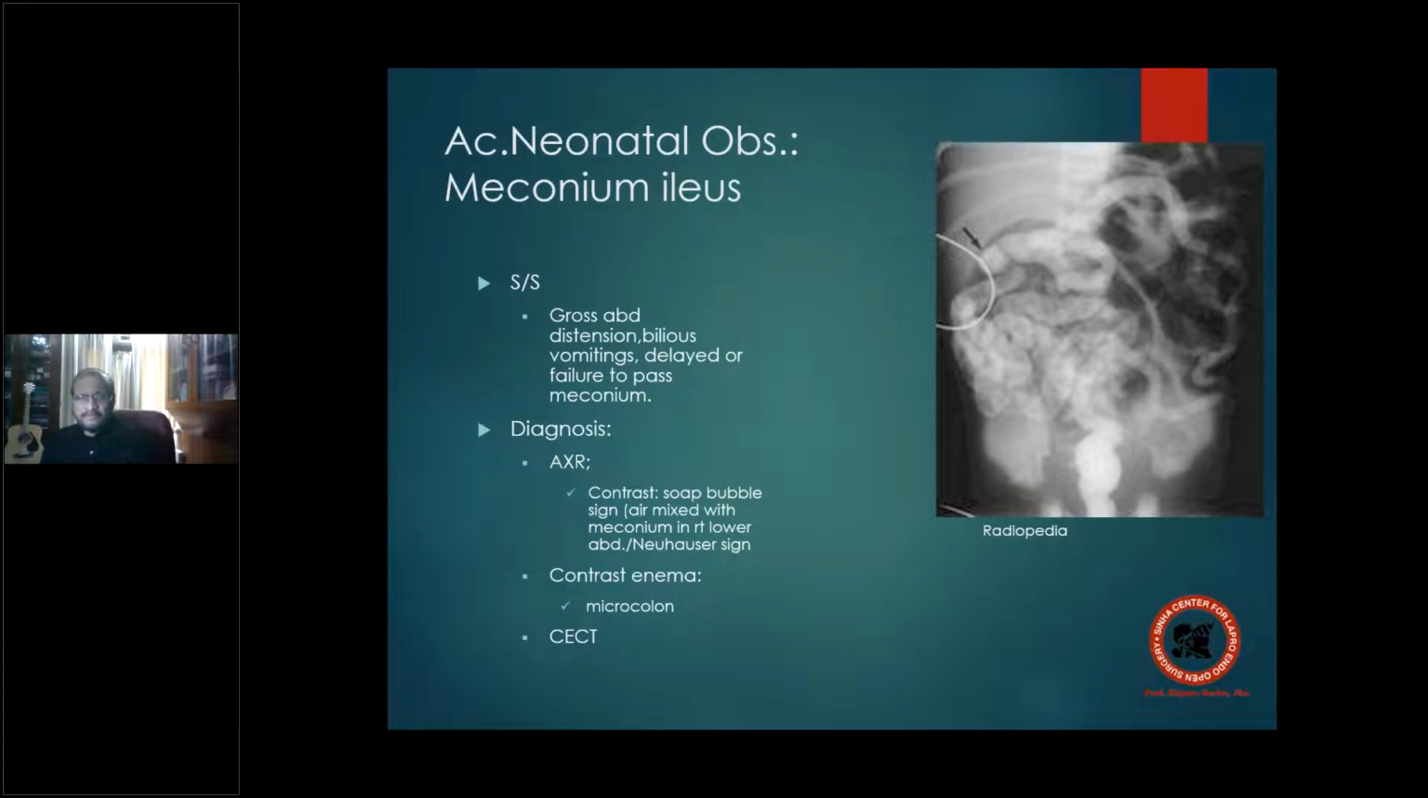Now, how does it present? Meconium ileus has to present with small bowel obstruction. Why? Because the obstruction is ileum. And what obstruction? Lumen. What causes luminal obstruction? Thick, viscid meconium pellets. So the patient presents with gross abdominal distension, bilious vomiting, delayed or failure to pass meconium, all features of small bowel obstruction. So just remember, meconium ileus, child will present with small bowel obstruction.